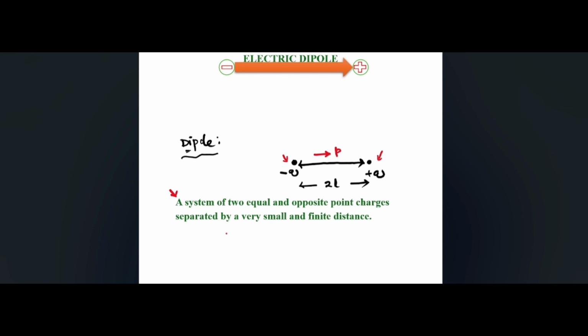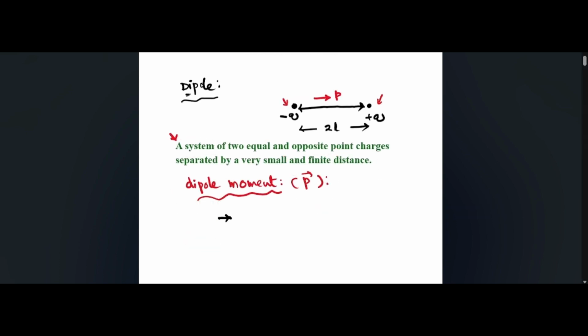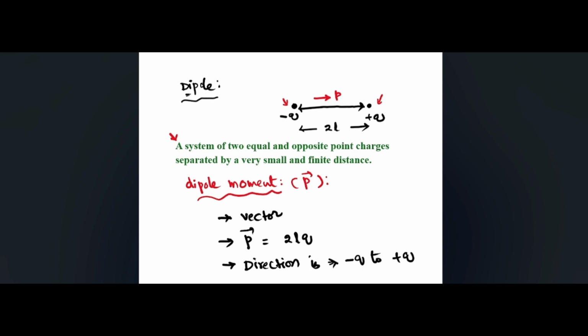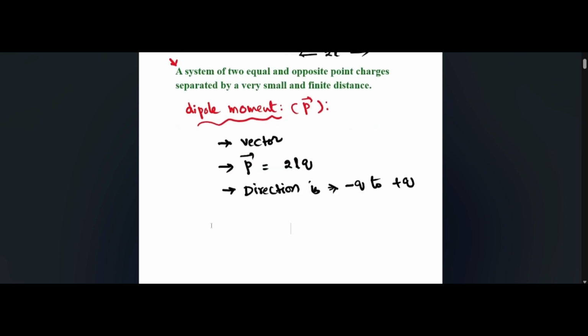The dipole moment is a vector concept. Let me write here, dipole moment. This is a vector, and if you want to write the formula, p bar is equal to the product of the magnitude of one of the charges and the separation between the two charges. You can write it as 2Lq. So the dipole moment p bar is 2Lq. What is the direction of p bar? The direction is from negative q to positive q. That is the direction of the dipole moment of a given electric dipole.